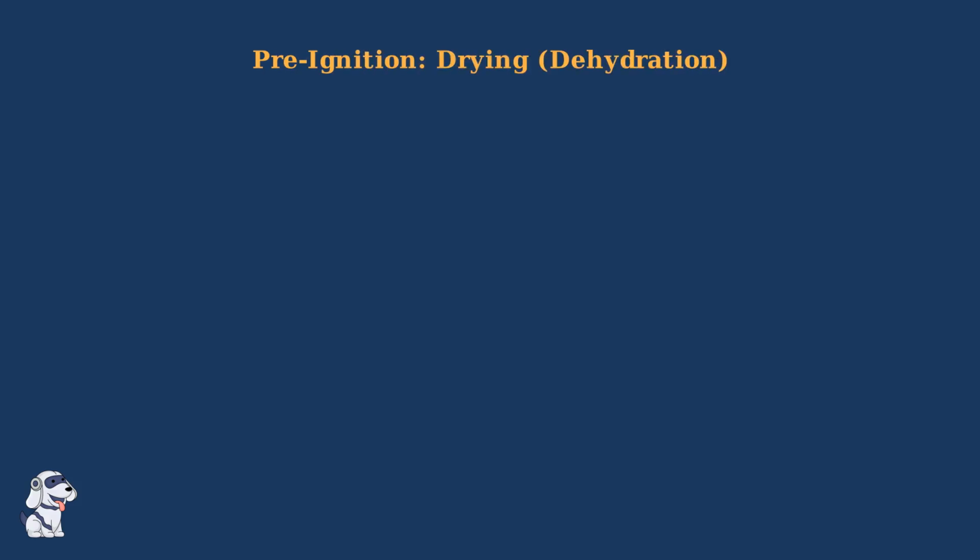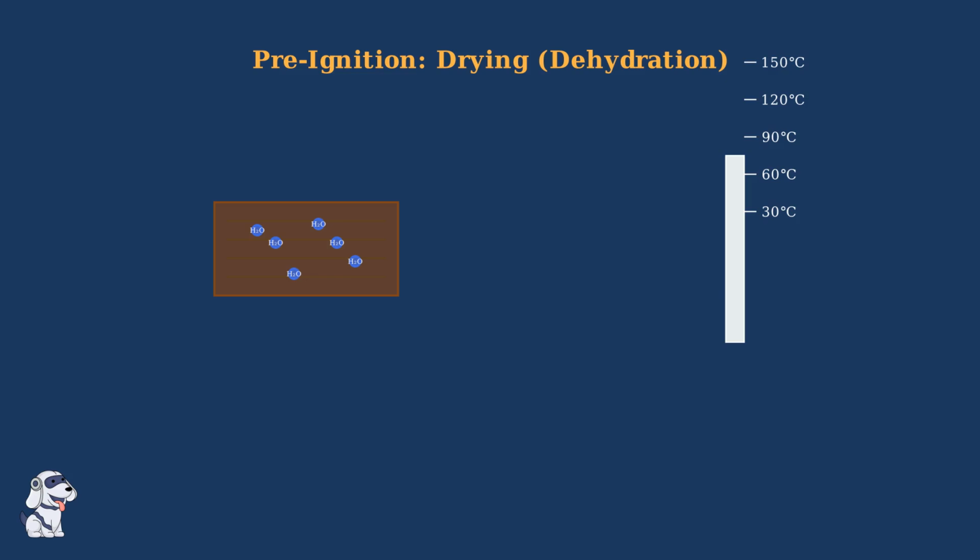The first stage of wood combustion begins with drying, also known as dehydration. This crucial process prepares the wood for the chemical reactions that follow. Fresh wood contains significant amounts of moisture trapped within its cellular structure. These water molecules must be removed before the wood can undergo thermal decomposition. When wood is heated to temperatures between 30 and 150 degrees Celsius, the drying process begins.